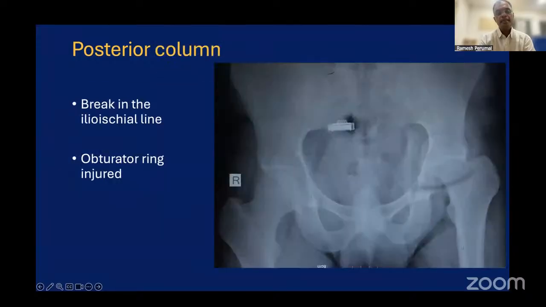Now in the other patient, you can see the ilioischial line is broken. You can see the iliopectineal line is intact, and there is a protrusion of the acetabulum. However, the ilioischial line is displaced inwards, and the obturator ring is also injured in the inferior part. A break in the ilioischial line is a marker of a posterior column fracture. So you can see the ilioischial line is broken.